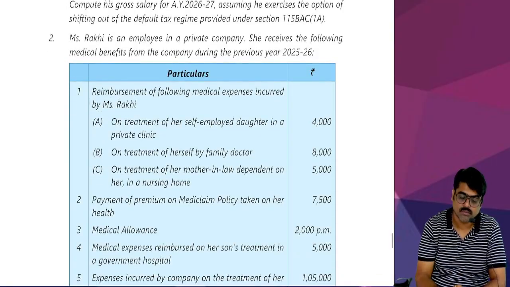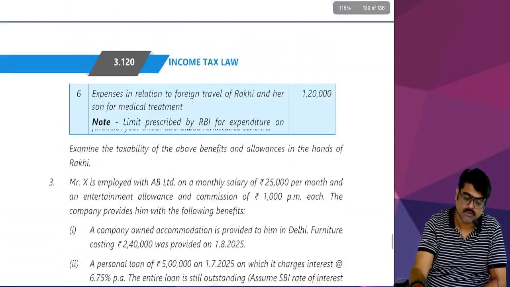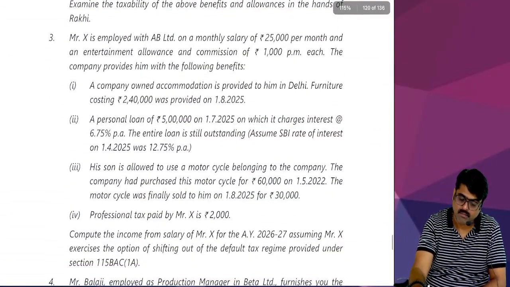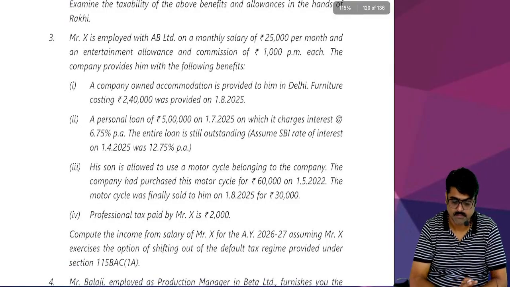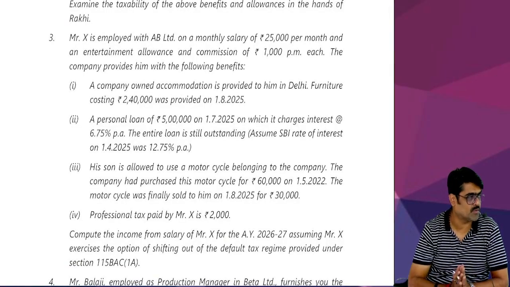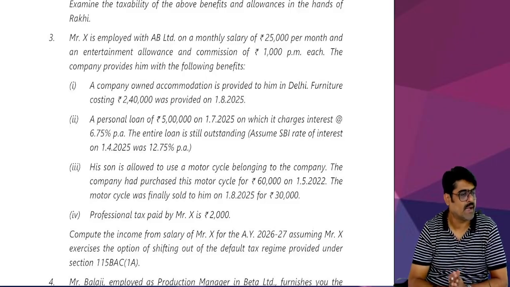Question number 2. Have you done that? No. Later on. Question number 3. Different perquisites are there. I have already taught you many perquisites. Yes or no?